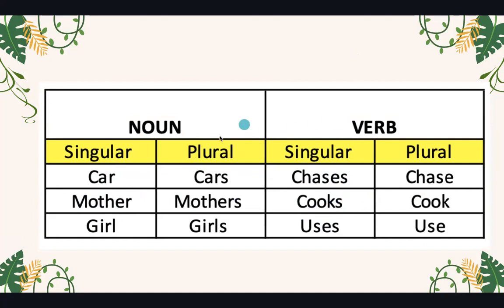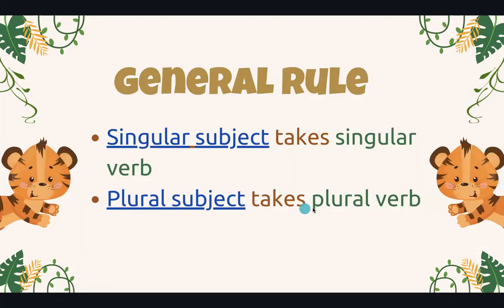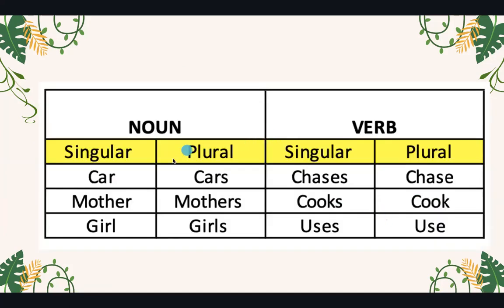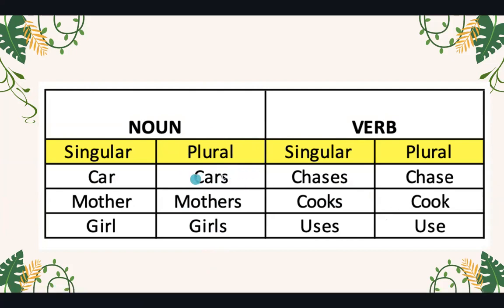Now, the other one, we also have plural subject. According to the given rule, a plural subject takes a plural verb. You can see here that your plural subject is cars. Always remember that the plural subject has S and a plural verb does not end with S. So when you take the plural subject cars, you also take the plural verb, which is chase. Plural subject takes plural verb, and a plural verb does not end with S.